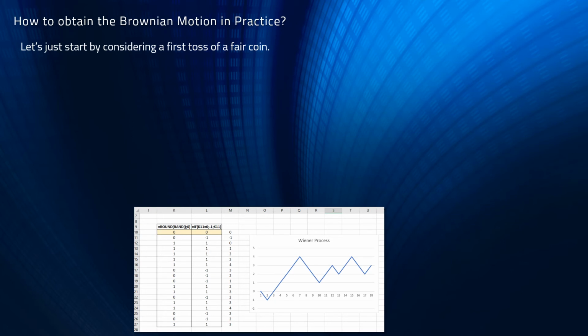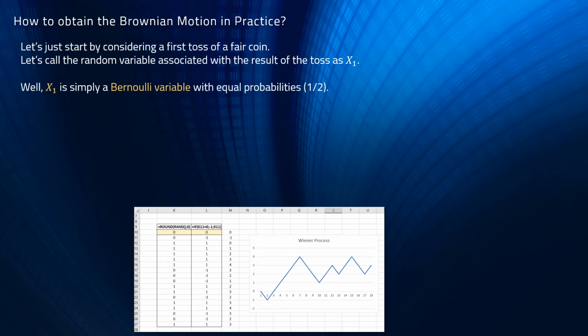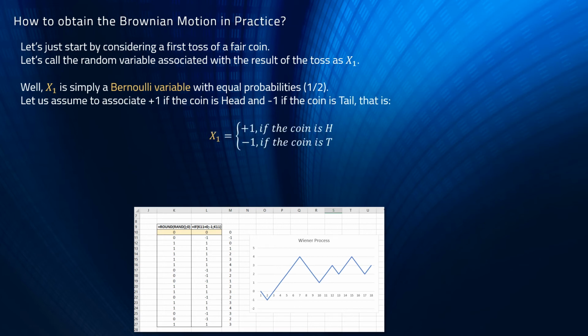Let's start by considering a first toss of a fair coin, and let's call the random variable associated with this result x1. This is simply a Bernoulli variable with equal probabilities, since we have just said that the coin is fair. You have the same probability of obtaining a head as of obtaining a tail. Let us associate +1 if the coin is head and -1 if the coin is tail. So x1 is equal to +1 if the coin is H and -1 if the coin is T.